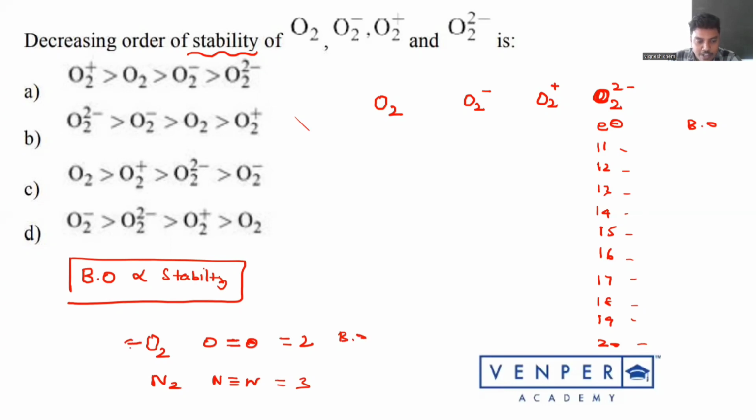Now O2: oxygen has 8 electrons, 8 into 2, 16 electrons. Nitrogen has 7 electrons, 7 into 2, 14 electrons, right? For 16, what is the bond order? It should be 2. For 14, what is the bond order? It should be 3. This is already known.